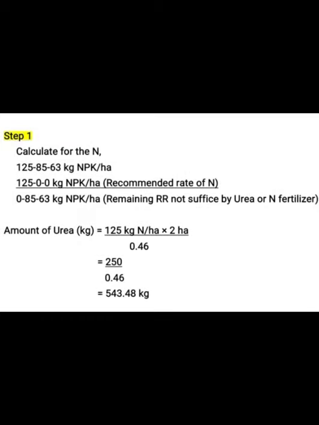I use single element for fertilizer computation, so I have the recommended rate 125, 85, 63 kg NPK per hectare. First, determine the amount of urea that we'll use in the field so that the recommended rate of nitrogen in a hectare is 125. To make 125 kg nitrogen per hectare, I use urea since urea contains 46% nitrogen. I will convert 46% to decimal, so we get 0.46, for 125 kg.